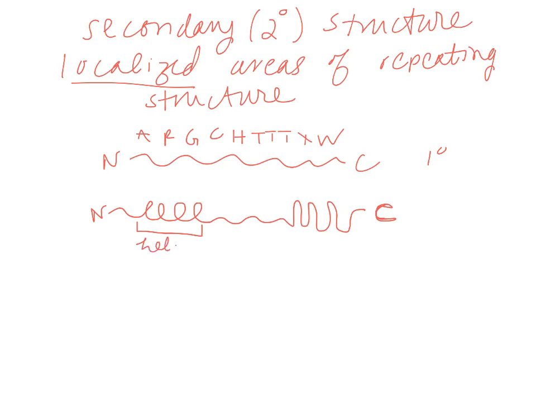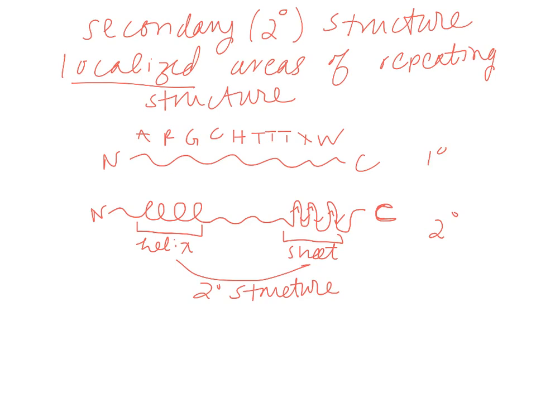This would be one type of helix. And this is another area. I'm going to add some arrows here. Another area where these are sheets. And these pieces right here, these are the secondary structural elements. Secondary structure. Okay, so we're going to go through and describe a few different kinds of these, but it's localized.